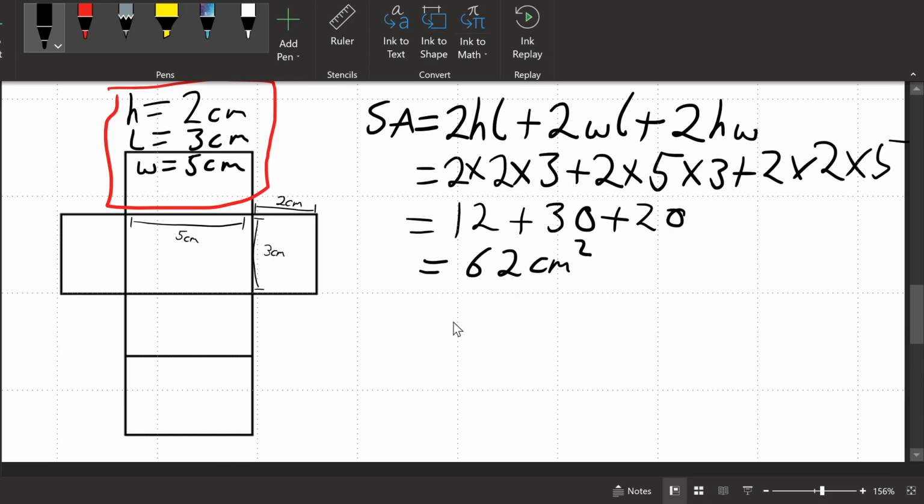And you know what? I made a mistake in that earlier question. I gave this a volume of 8 centimeters squared. It should be cubed. Apologies for that.